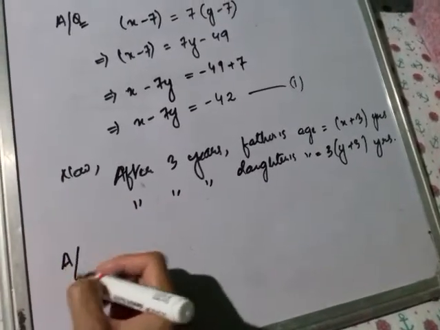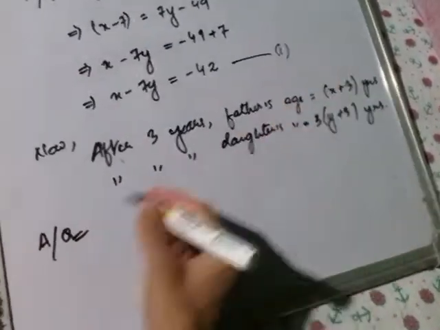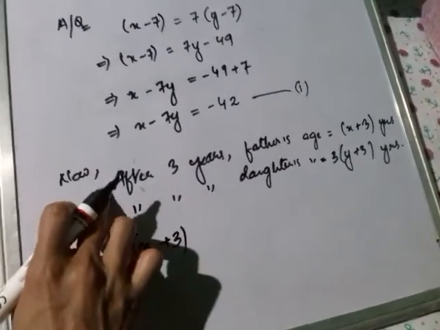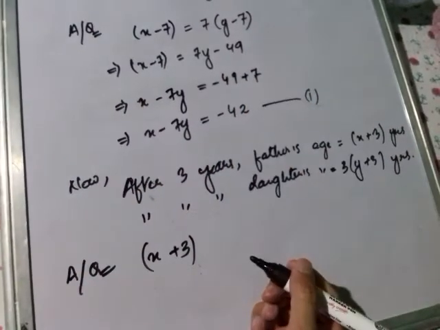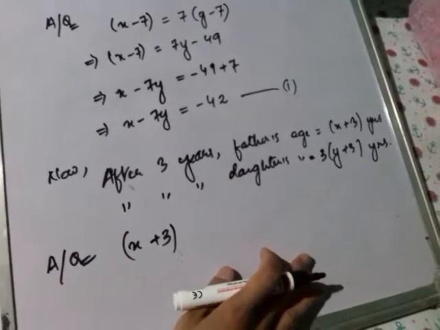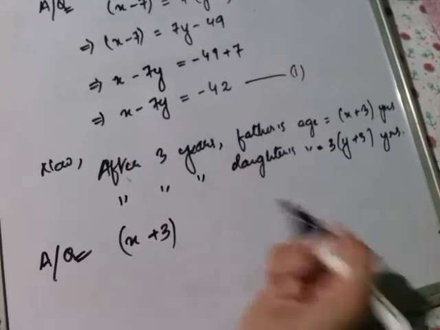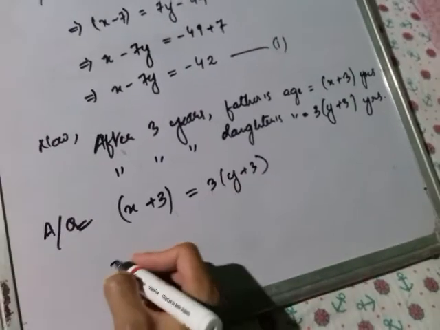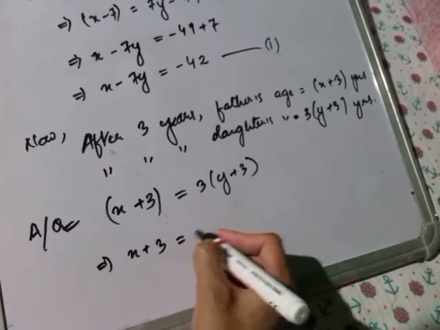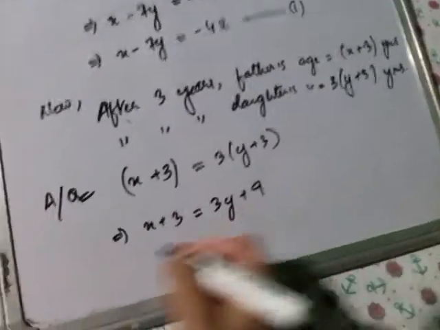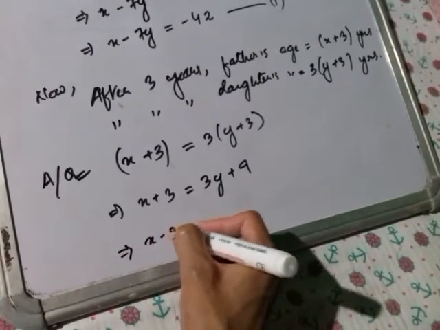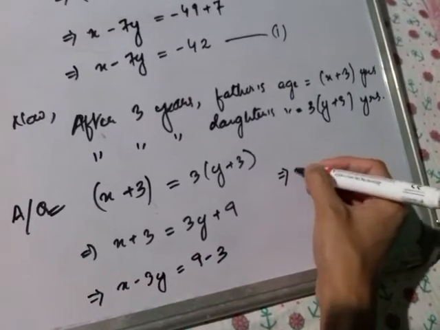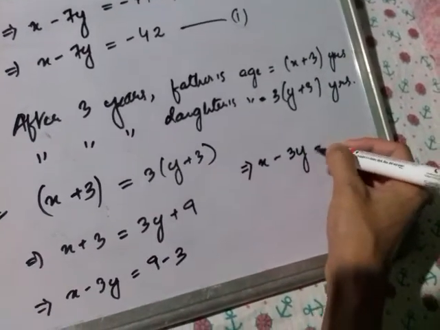Now we will write according to the question again. X plus 3. Why do we write plus here? Because it is after. This is ago, that means we put minus. Understand? If it is ago, we put minus. If it is after, then we put plus. So equals to 3y plus 3. Now you see x plus 3 equals 3y plus 3, 3 times 3 is 9. Now x minus 3y equals 9 minus 3. After that, x minus 3y equals 6.